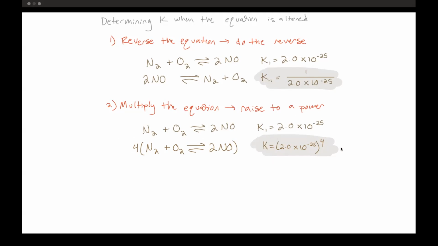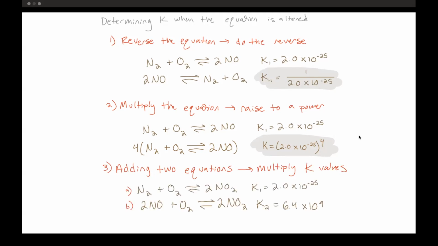So to find that new K value, what we're going to do is just take the original value and raise it to the power of 4. So whatever we multiply by, that's what you're going to raise it to the power of. The last step that could potentially happen is the hardest one to kind of understand. So if you're adding two equations together, you're going to multiply the K values.